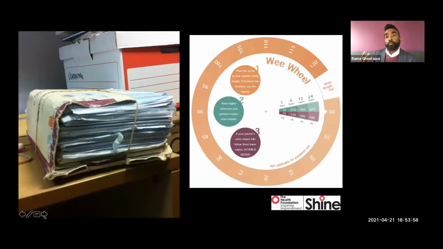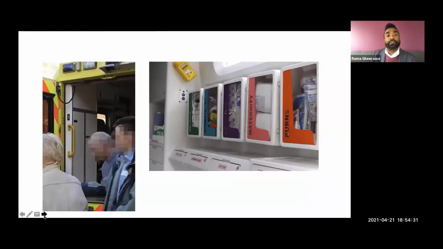This is what nurses have to deal with and clinicians in hospitals. On the left is all the paperwork for a patient. And for people with acute kidney issues, you need to analyze their urine. And on the right is a piece of design we did called the wee wheel, which allows you to just turn the wheel, put in the patient's weight, put in the amount of urine they're producing, and catch a problem before it becomes too serious. And 10,000 of these are now out in the hospitals.